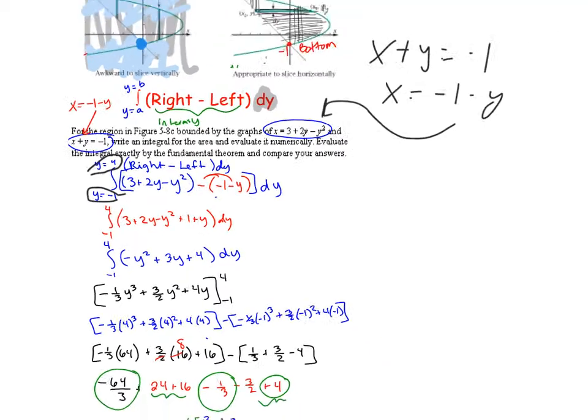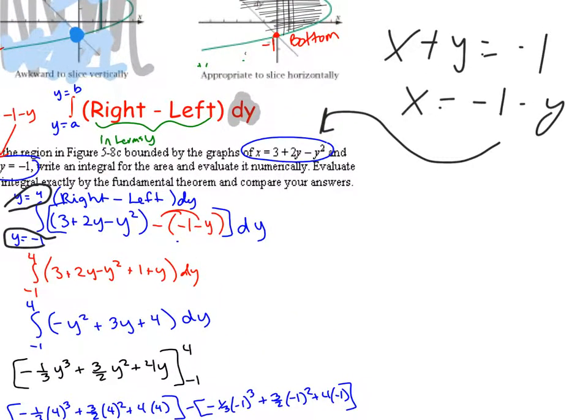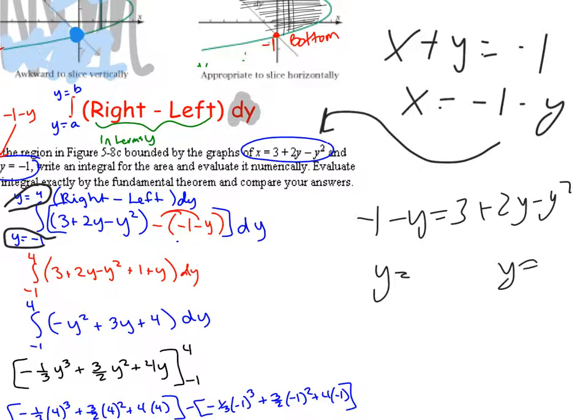Which makes sense. Let me just go ahead and do it real quick. We would get -1 minus y equaling 3 plus 2y minus y squared. That is a quadratic. You expect to have a y equals and then another y equals. And they got 4 and -1.